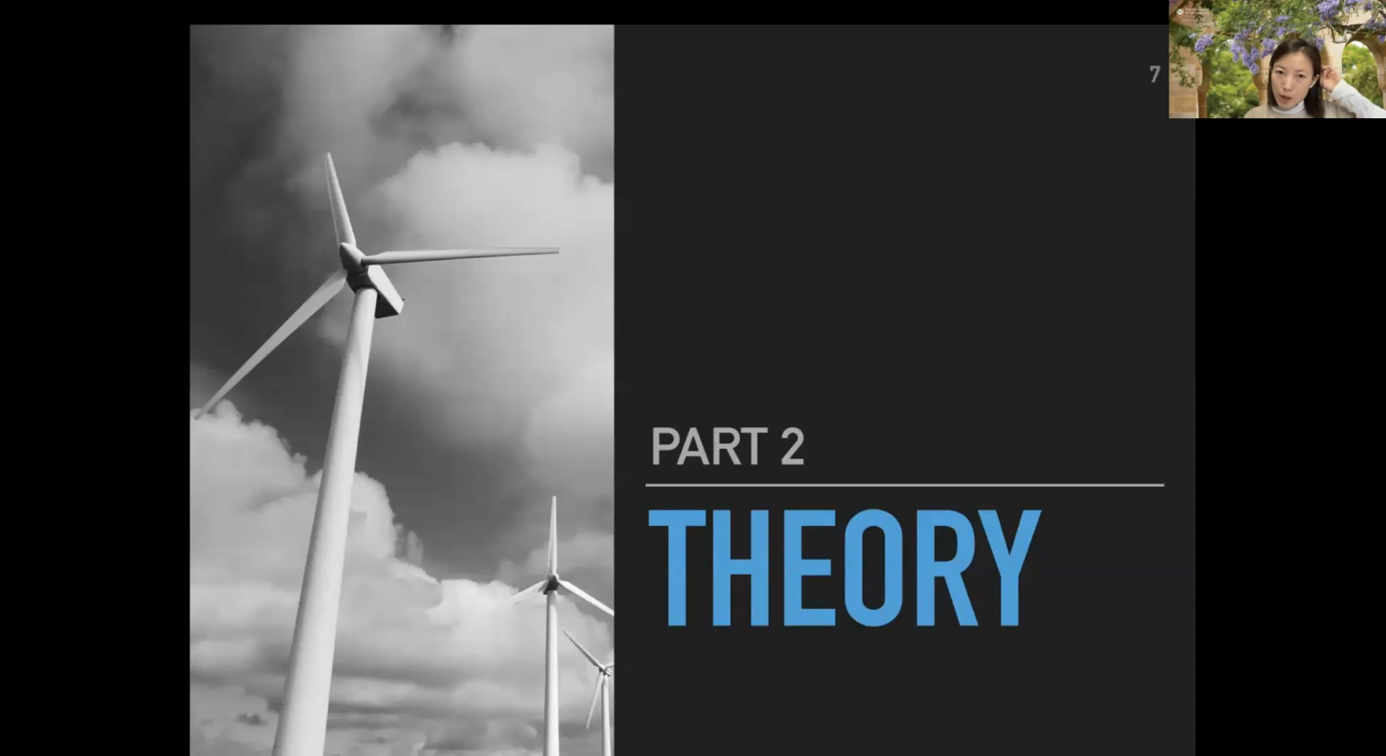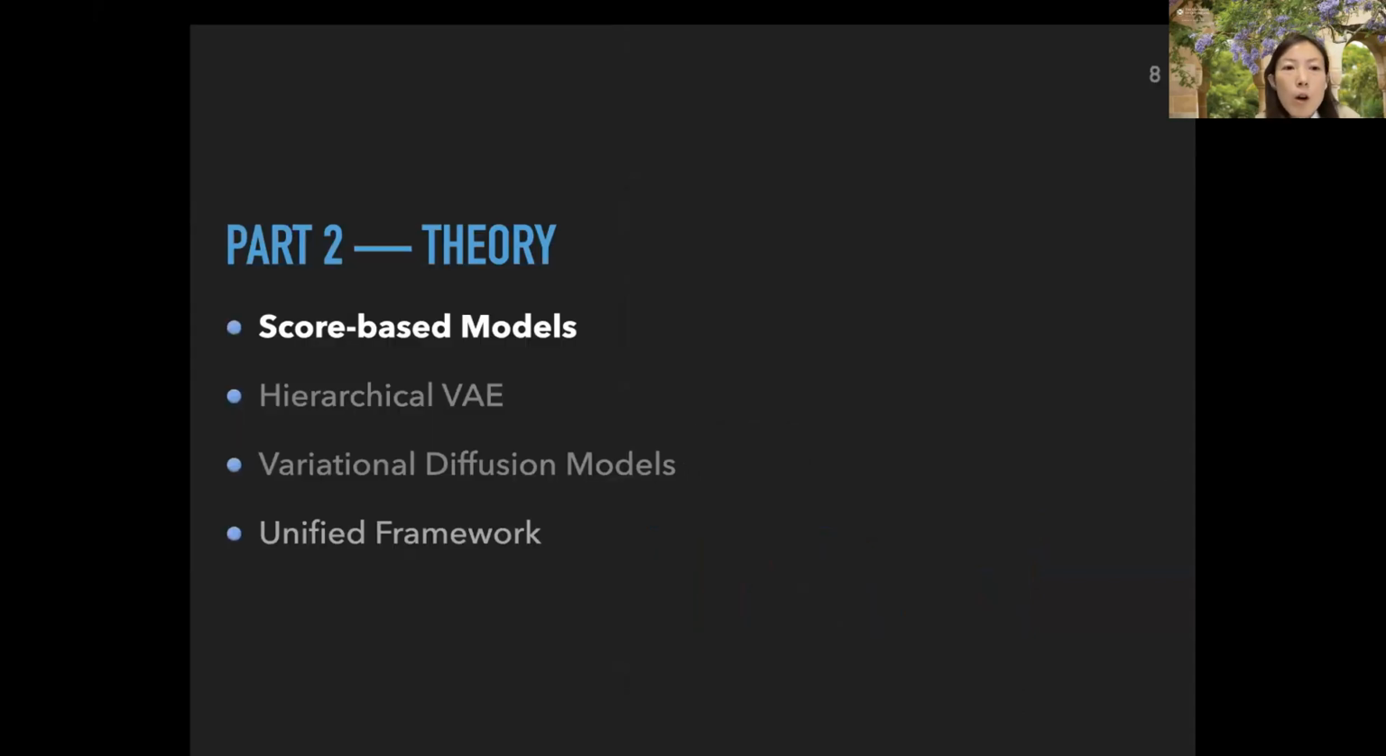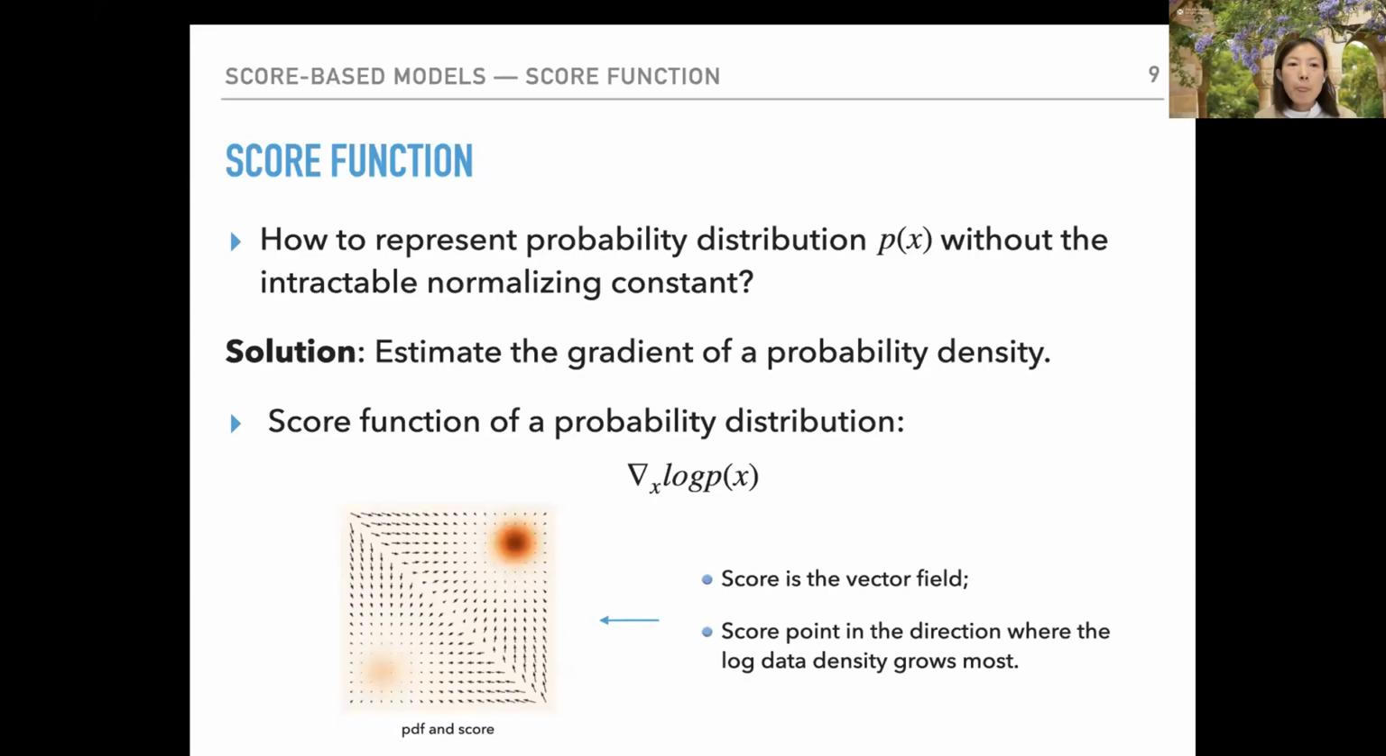So I will go through the theory of the diffusion model. First of all, I will introduce the score-based model, and how to represent a probability distribution of data sets. We know that the probability distribution of a data set has an intractable normalizing constant. So to avoid this part, we can estimate the gradient of the probability density. So here is the score function. We can see that the score is a vector field, and it points in the direction where the log data density grows the most.